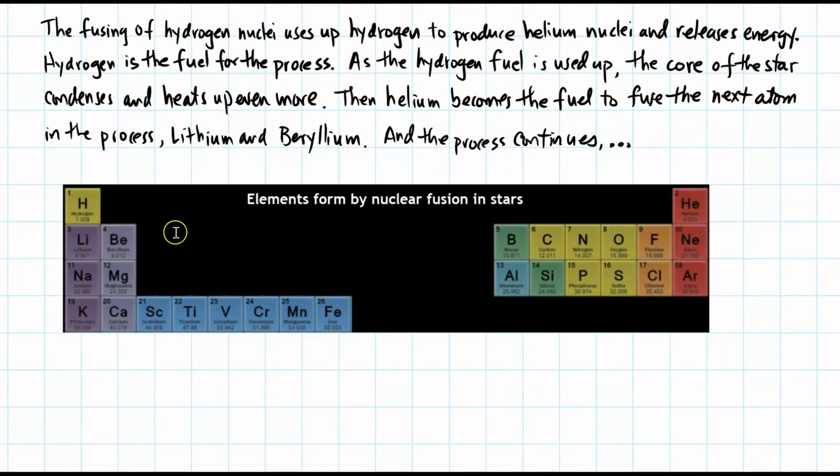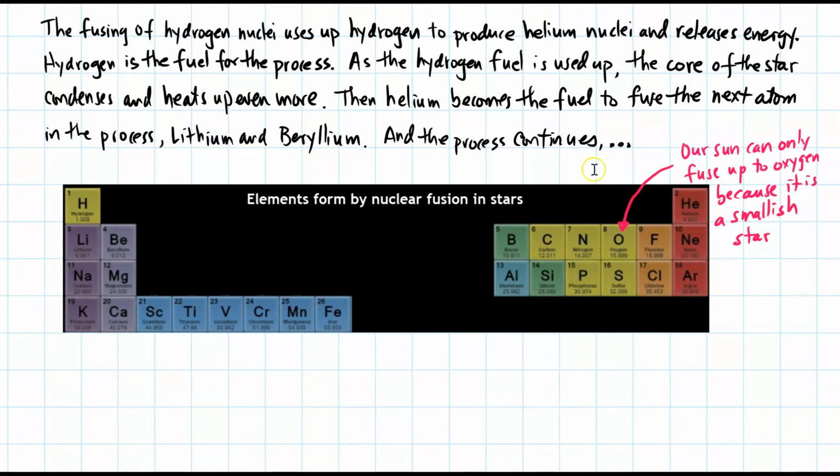And the process continues. And then you go to boron. And then you go to carbon, nitrogen, oxygen. It turns out that the sun can only fuse up to oxygen. Our sun can only fuse up to oxygen because it's a smallish sun. That means it doesn't have enough pressure and temperature in order to fuse anything higher than oxygen.